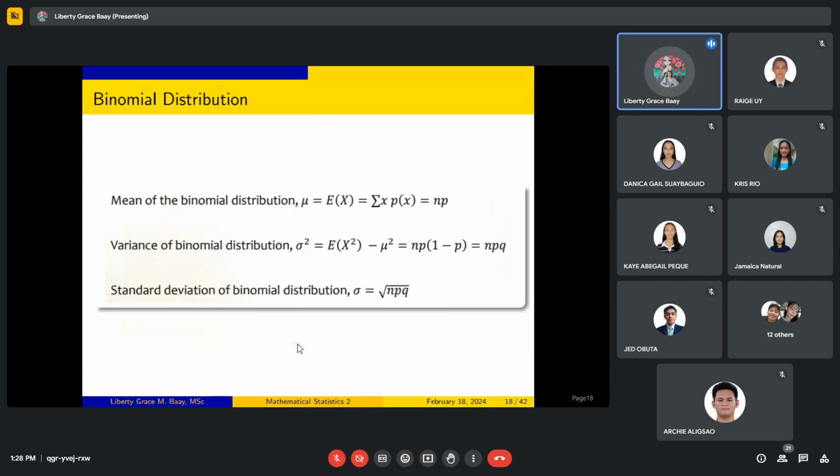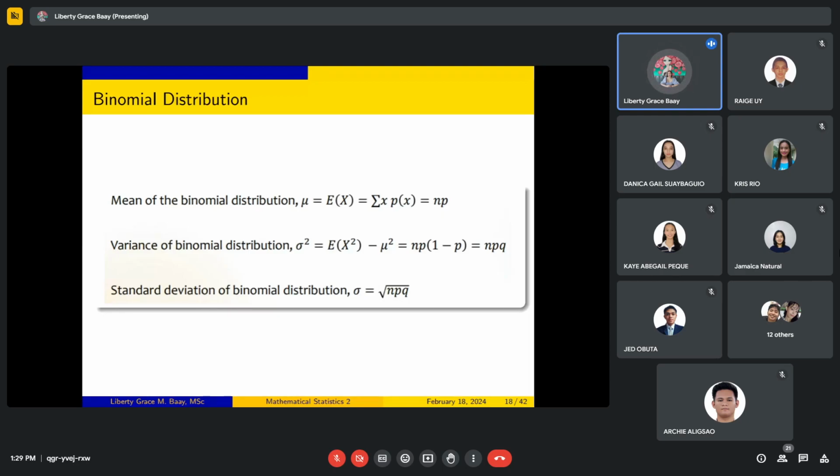For the binomial distribution, the mean is equal to np and the variance is npq. As I mentioned earlier, we can denote 1 minus p as q. And for the standard deviation, you should memorize it, class. You should memorize the means and variances of the discrete and continuous distributions so that you will not forget them.